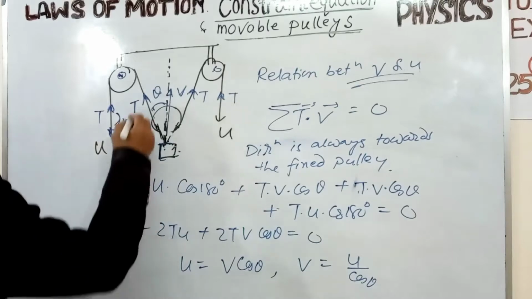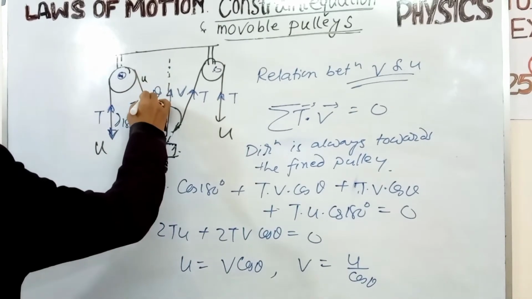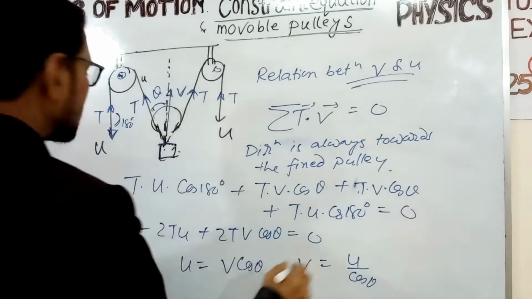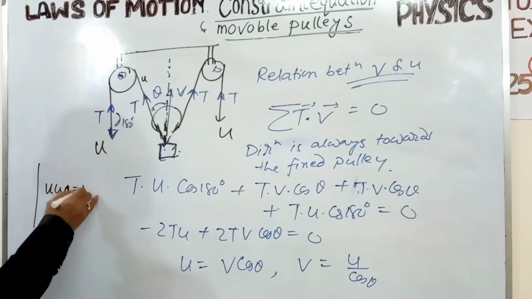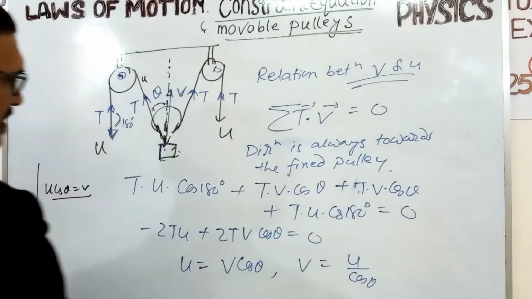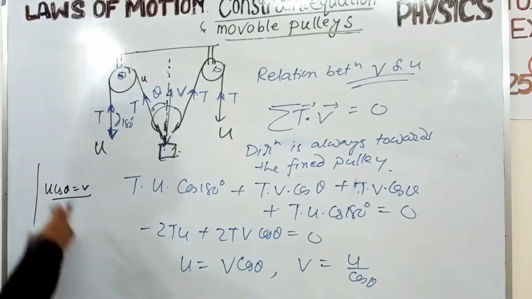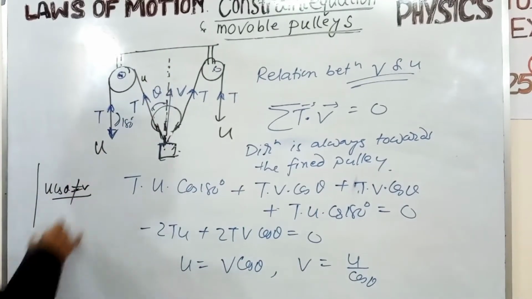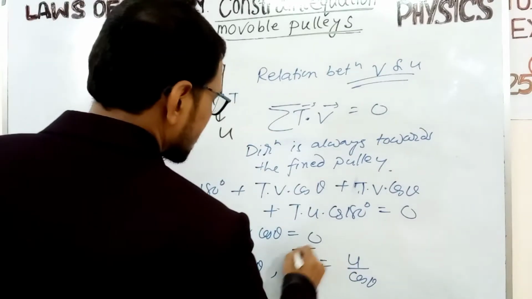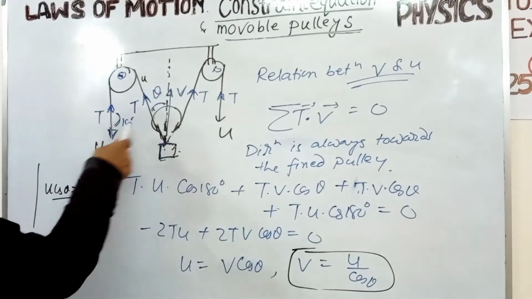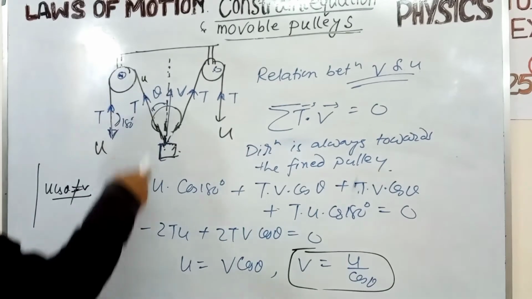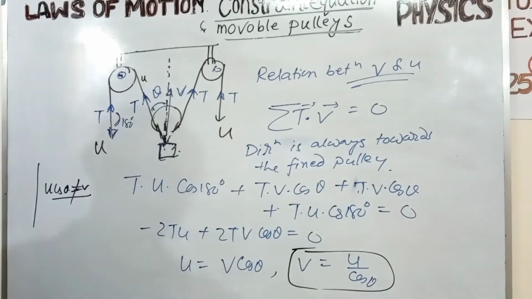Students generally make the mistake that this is velocity U, so the component of this velocity is this, that is, students generally make the mistake that U cos theta equals V, but here the answer is V equals U by cos theta. V equals not U cos theta, V will be U by cos theta. This is the answer. U cos theta is not equal to V.